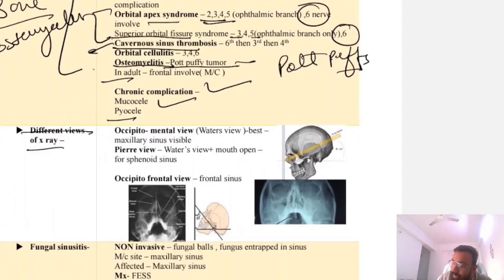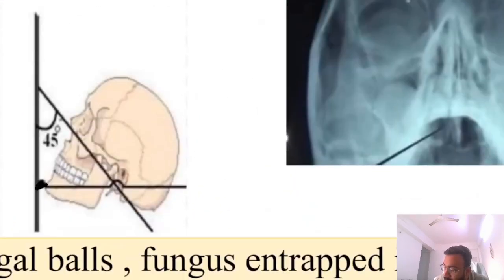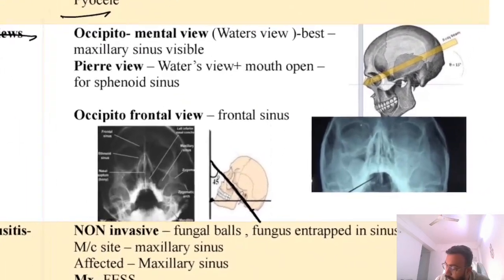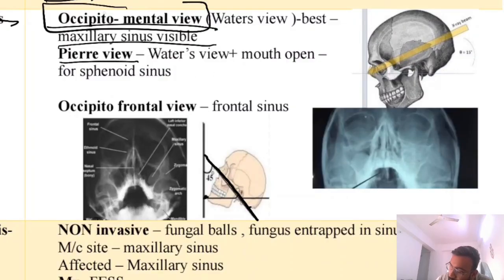Next is different views of X-ray. First is the occipitomental view. You can see this is the mentum and this is the occiput, so the X-ray radiation goes in this line. So the maxillary sinus is visible because the X-ray line is going through the maxillary sinus. So the occipitomental view is used for the maxillary sinus. It is also known as Waters view.